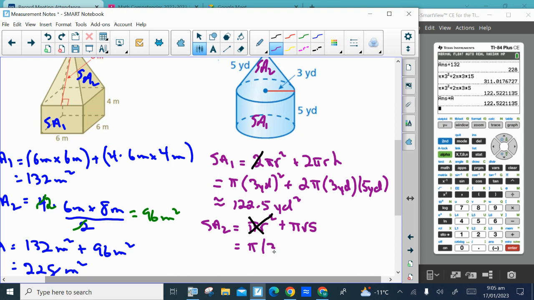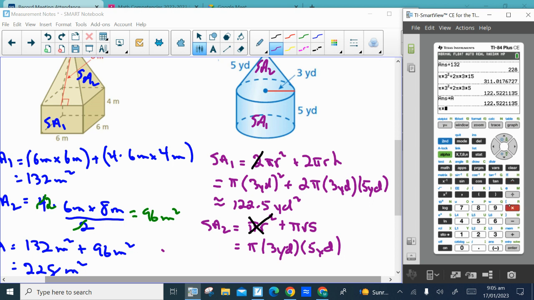Pi times the radius of 3 yards times s, the slant height, which we are told is 5 yards. That's what the 5 is. It's the slant height. So pi times 3 times 5, which is 15, 47.1 approximately.